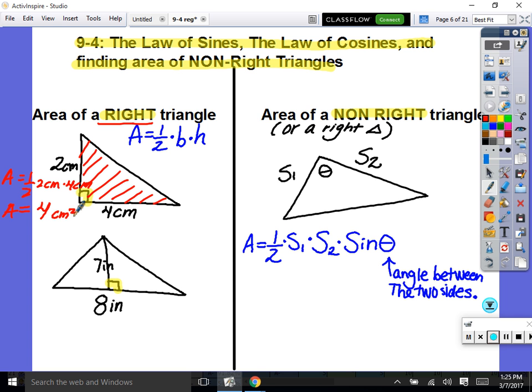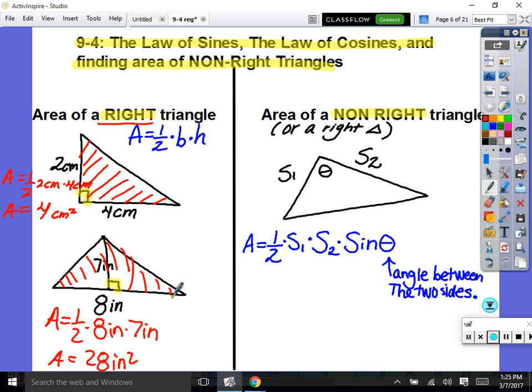Well, look right here. It has a right angle in it. So we can find the area of this. Area is equal to 1/2 times base, 8 inches, times height, 7 inches. So what's the area? 28. That's perfect. It is 28 inches squared. Okay, everybody good? So that's covering 28 square inches.